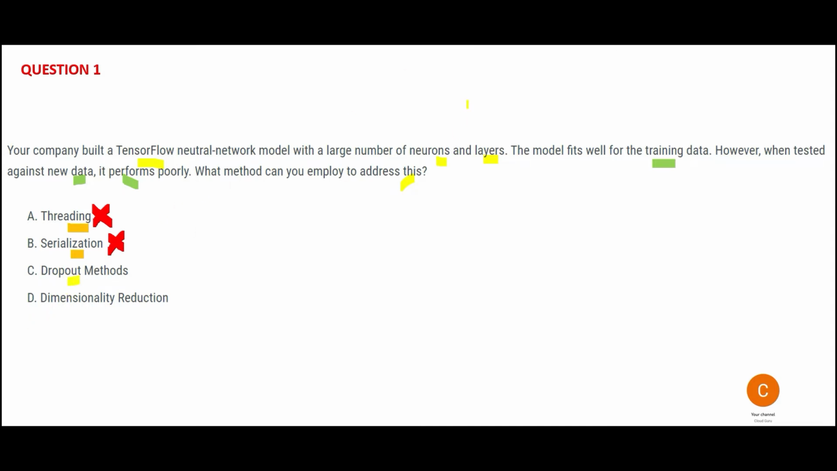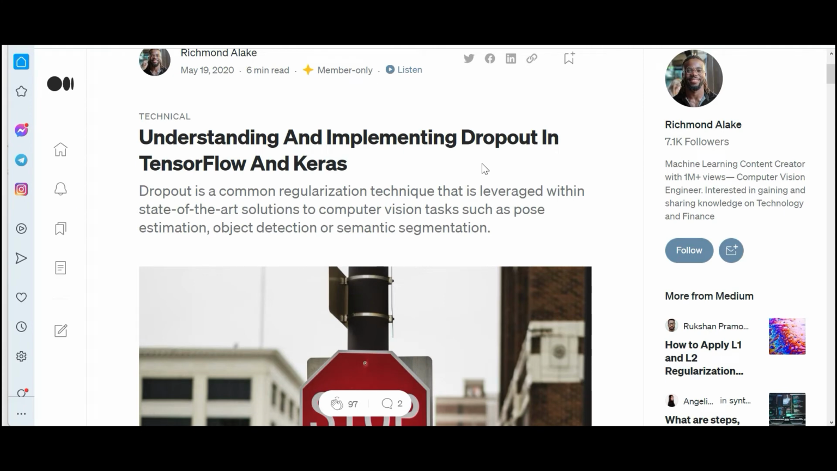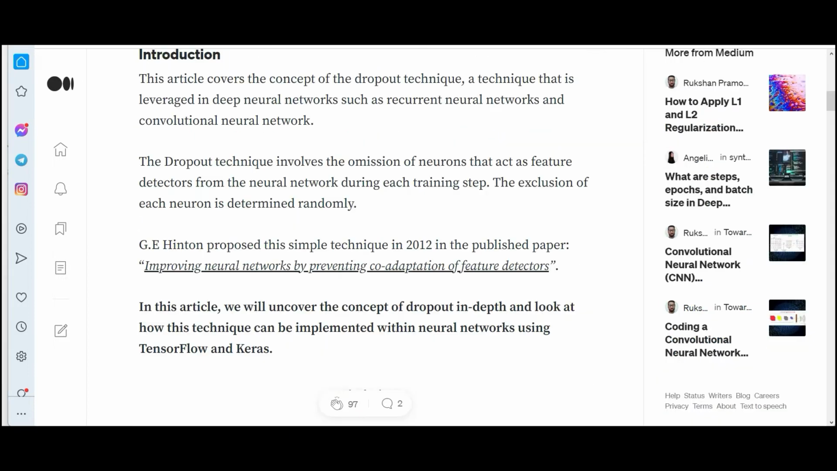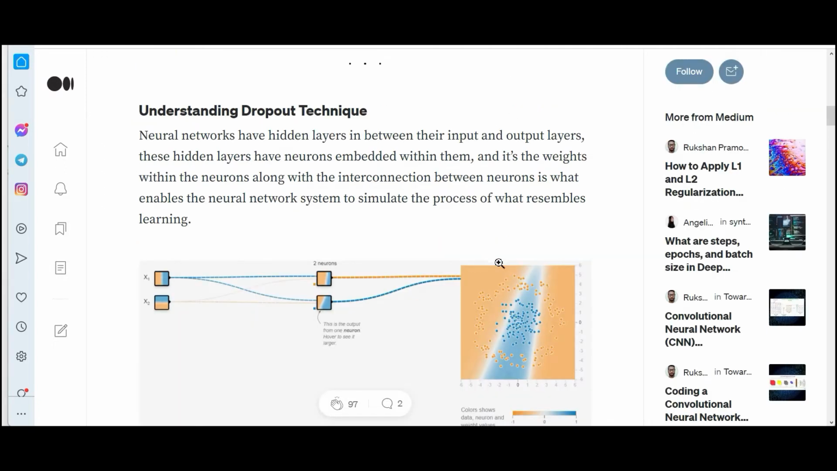Dropout methods. This is a fantastic article by Richmond Alake, I don't know how you pronounce it. This is talking about dropout. This is a common regularization technique, and what it does is it omits neurons at each training step. And how does it omit? Randomly. So this is one way of showing how dropout works.